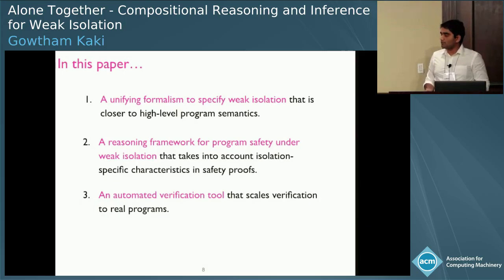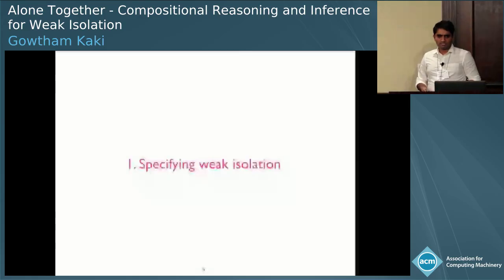And in order to apply the verification to real-world programs, we have an automated verification tool that has a new take on how we should apply automation to these sorts of programs. So firstly, I'll focus on how we specify weak isolation.